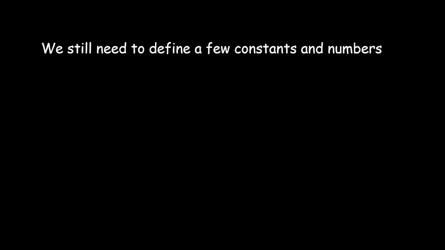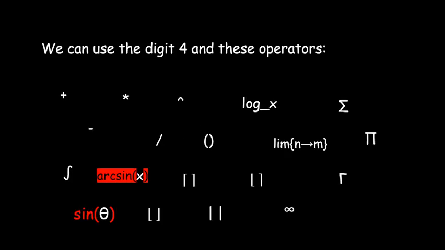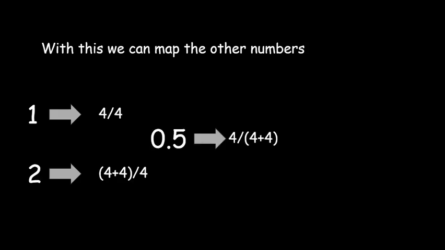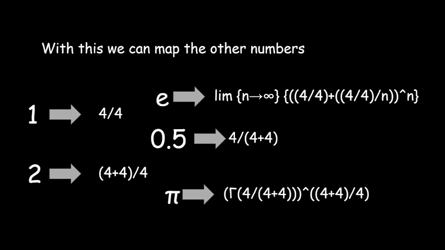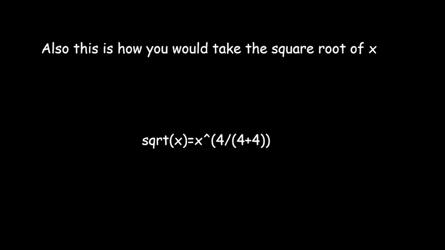We still need to define a few constants and numbers before we move on to defining the amount of 4's. We need 1, 2, 1/2, e, and pi. Also, these are the operators that we're allowed to use. With this, we can map the other numbers. 1 is 4 over 4, 2 is 4 plus 4 over 4, 1/2 is 4 over 4 plus 4, and e is that abomination, and pi is that abomination, using the gamma function. Also, this is how we would take a square root of something, because we kind of got rid of that.